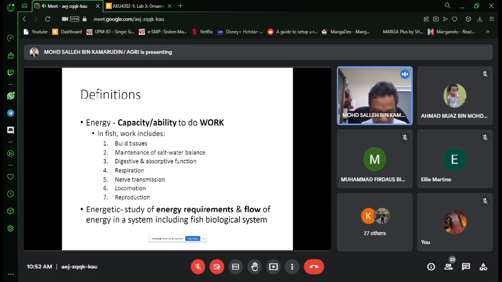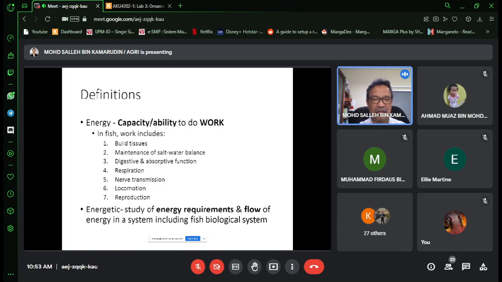Right, what is the definition of energy? Energy is the capacity or ability to work and in fish, the basic works include tissue building, maintenance of saltwater balance. Ini pun memerlukan saltwater balance ini memerlukan a lot of energy there. Digestion dengan excretion pun perlukan juga tenaga. Tanpa tenaga ini tidak akan terjadi, ya.